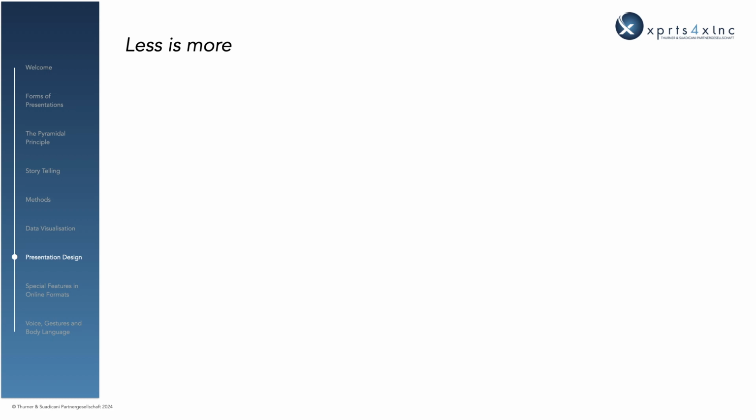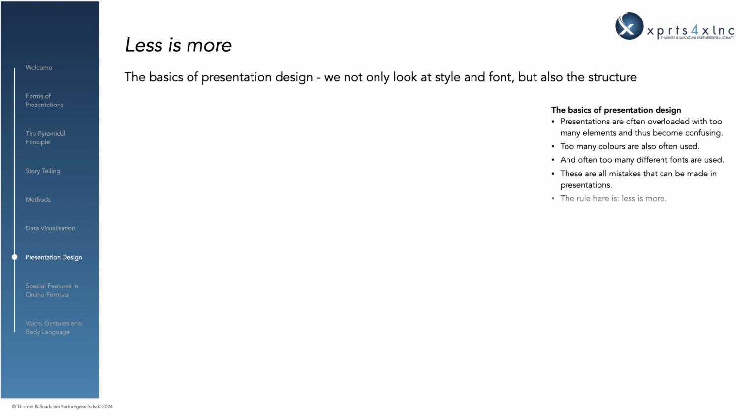In this section, we discuss the basics of presentation design. We will not only look at style and font, but also the structure of presentations and the use of colors, shapes and fonts. Presentations are often overloaded with too many elements and thus become confusing. Too many colors are also often used. And often too many different fonts are used. These are all mistakes that can be made in presentations. The rule here is, less is more.